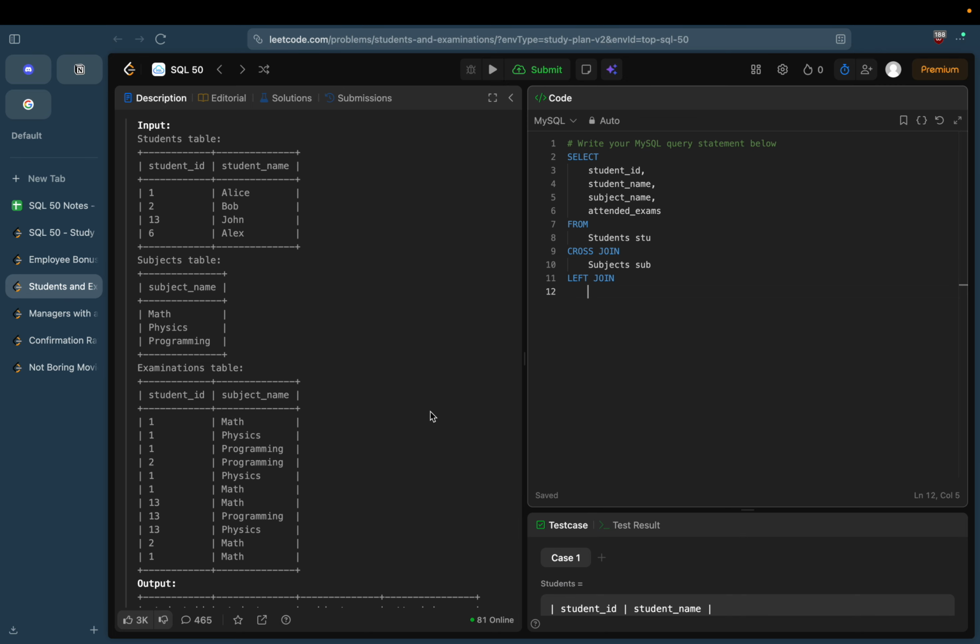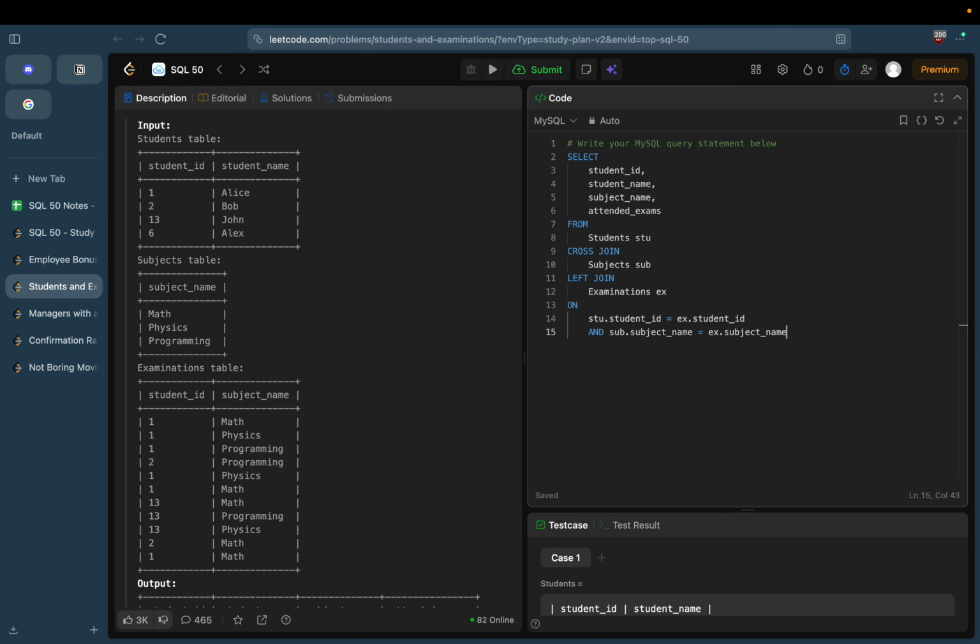So left join, first of all, the name of the table, examinations, ex, on the first condition. Let me join it on student ID. So it is coming from stu.student_id equals ex.student_id, and let me join it on subject name as well. First from sub.subject_name equals ex.subject_name. All right, our joining conditions look good.